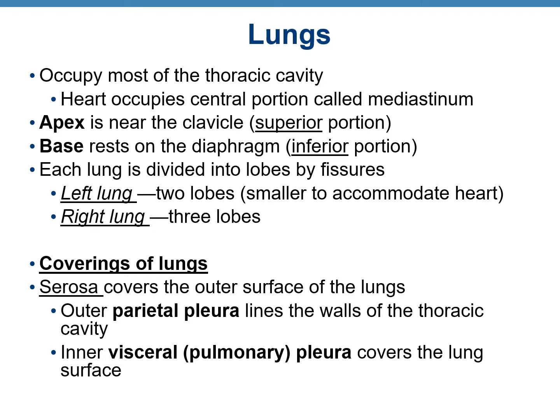Each lung has lobes. The left lung is smaller than the right lung. It has 2 lobes. It is small because it has to accommodate the heart. And on the right lung there are 3 lobes. The coverings of the lungs include serous membranes. So whenever it's a serous membrane, it's 2-layered. The outer layer is called parietal pleura, which lines the inside walls of the thoracic cavity, while the inner layer is called the visceral pleura that covers the lung surface. It clings to the lung from outside.